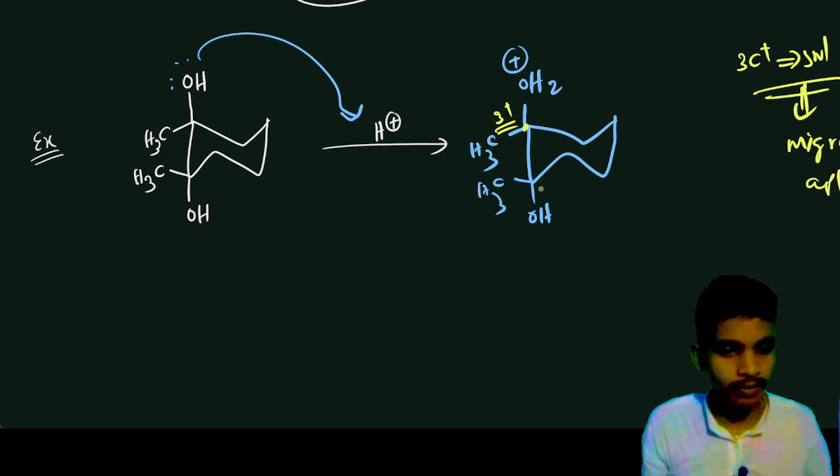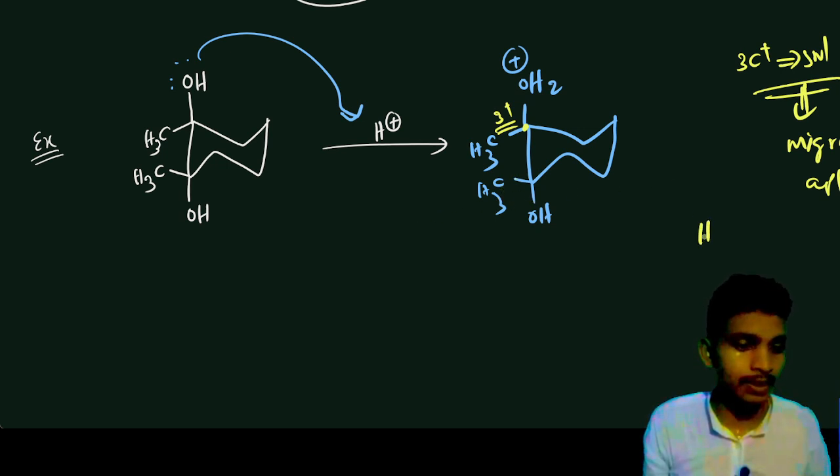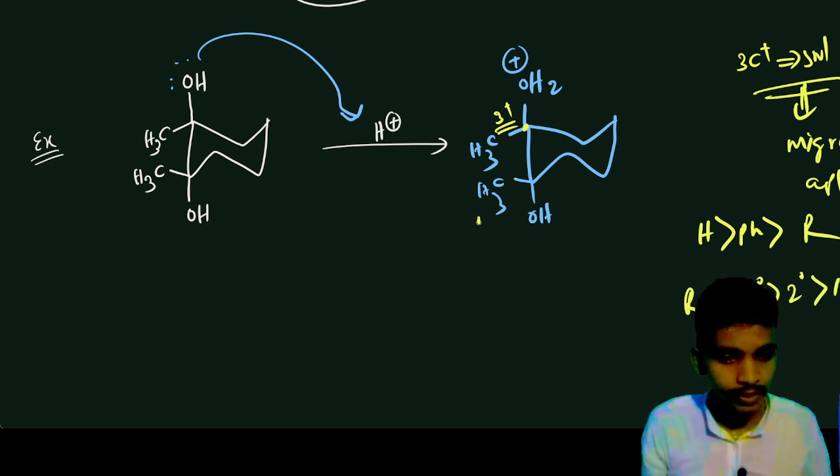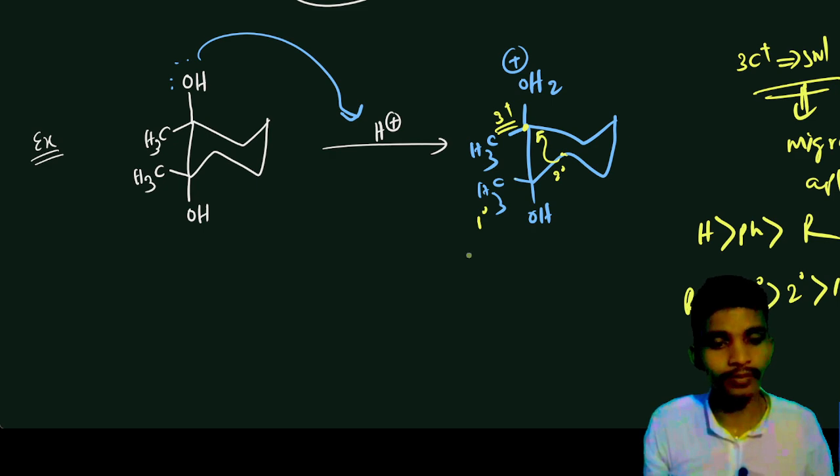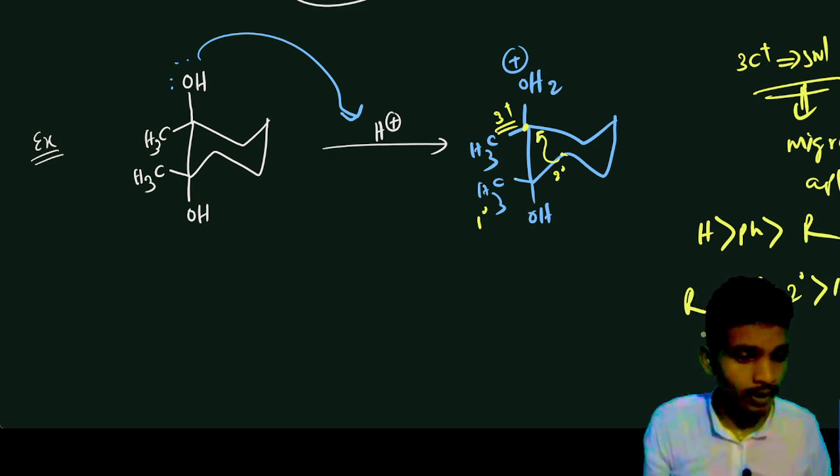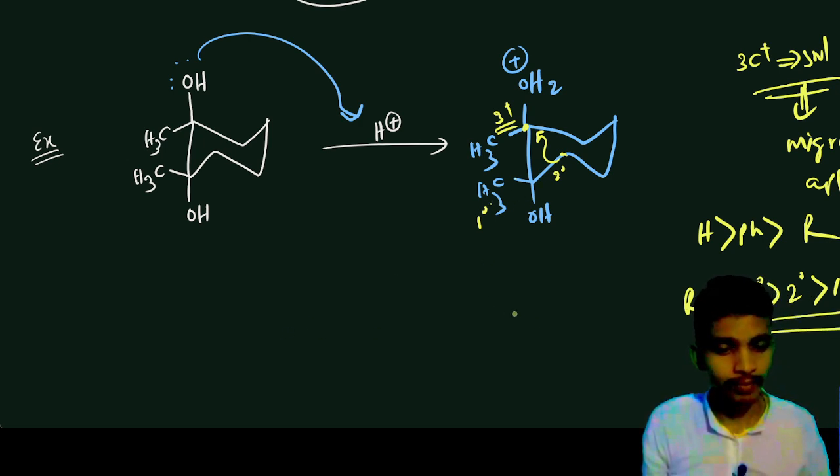So for this, one group has to be shifted. What I see is that first is hydrogen, then phenyl, then alkyl groups, and for alkyl groups, 3 degree, then 2 degree, then 1 degree. Okay, now this CH3 is 1 degree, and this group is 2 degree. So which will shift? This is going to shift here, because for R groups the order is 3 degree, 2 degree, then 1 degree. So this is 1 degree, because CH3 means H, H, H.